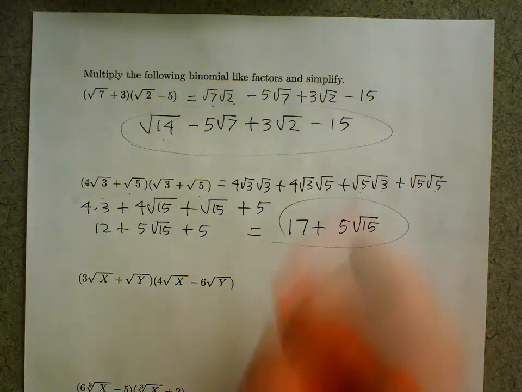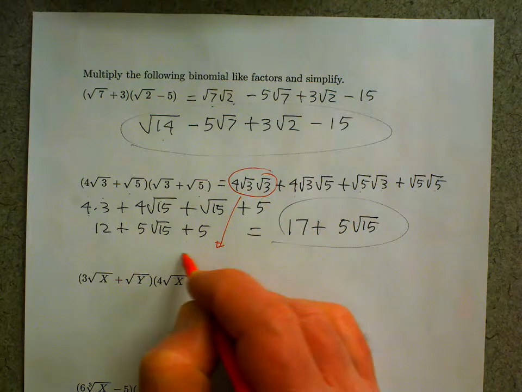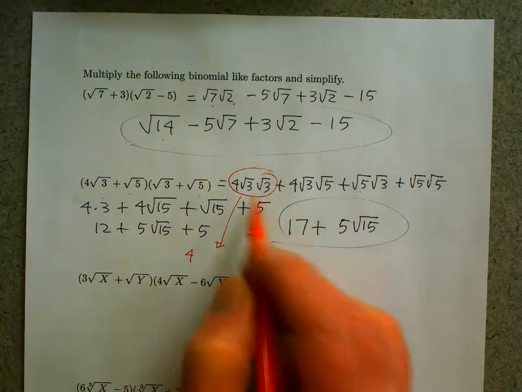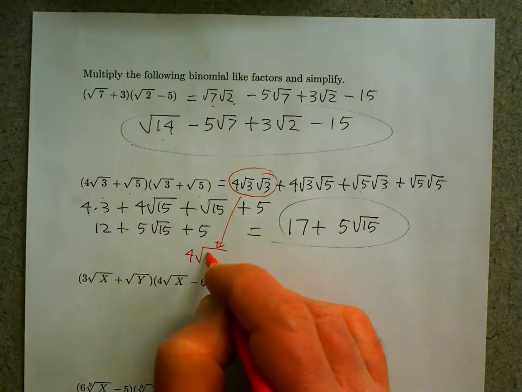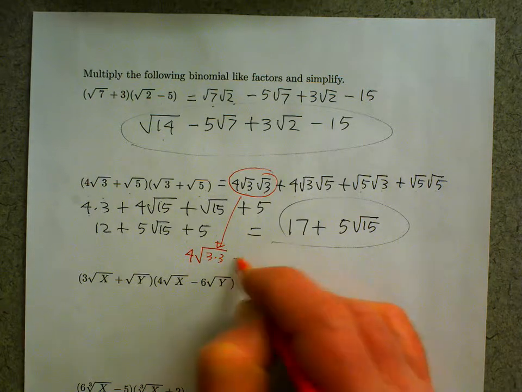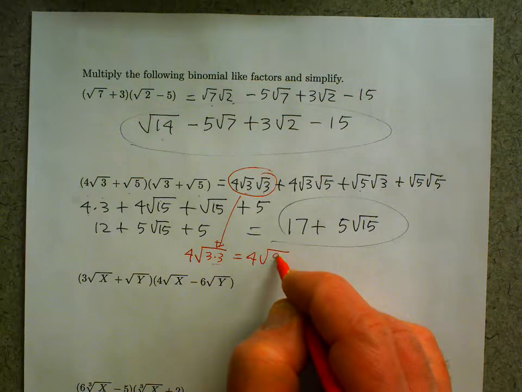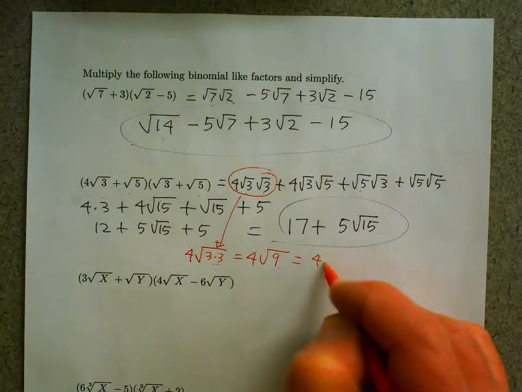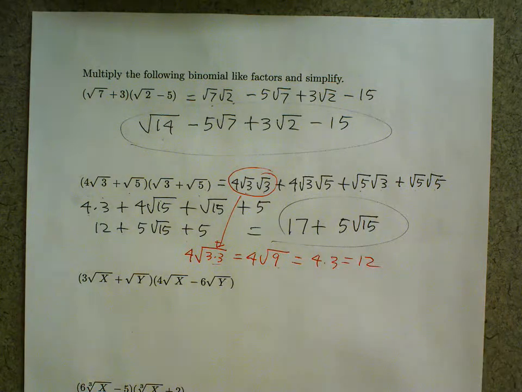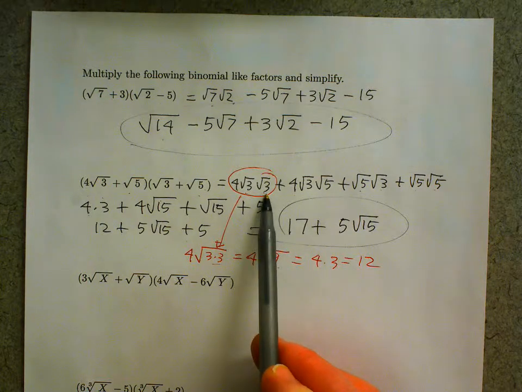Okay, so just a note, just as an example, 4 times the square root of 3 times the square root of 3 is 4 times the square root of 3 times 3. 3 times 3 is 9, so it's 4 times the square root of 9, but the square root of 9 is 3, so we get 4 times 3, 12. Or you can just remember the square root of a number multiplied by the square root of the same number is just the number.